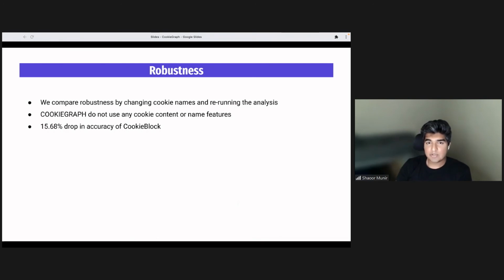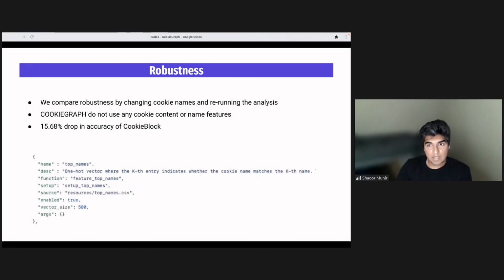As CookieGraph does not use any name features and only relies on the behavior of cookies, there is no drop in performance due to this evasion attempt. On the other hand, CookieBlock directly relies on matching the cookie name with the top tracking cookies. This approach leads to a 15.68% drop in CookieBlock's performance by just changing cookie names. This shows us that CookieGraph's approach is resilient to trivial attempts by trackers to evade detection.